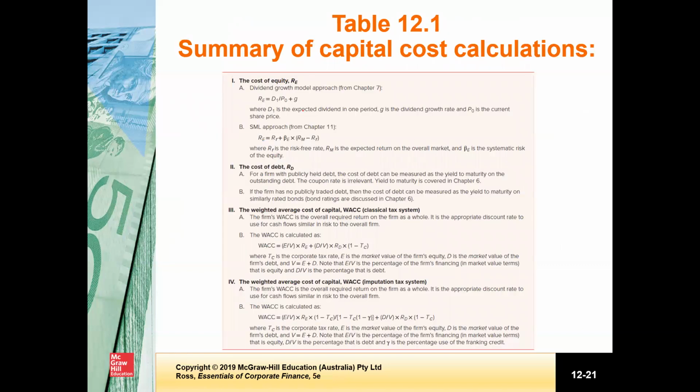So this is the summary of capital cost calculation. This is cost of equity, dividend growth, and SML approach, cost of debt, then weighted average cost of capital in classical tax system, and weighted average cost of capital in imputation tax system. So at a glance, these are all the equations, the approaches to calculate the cost of capital.